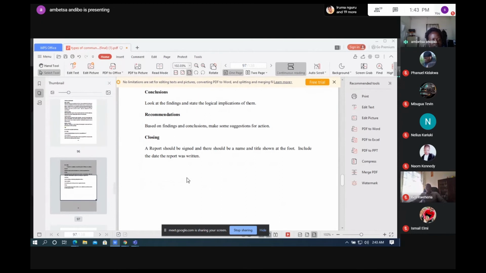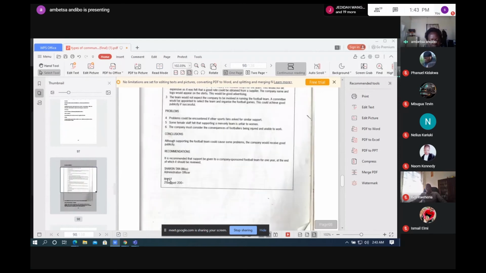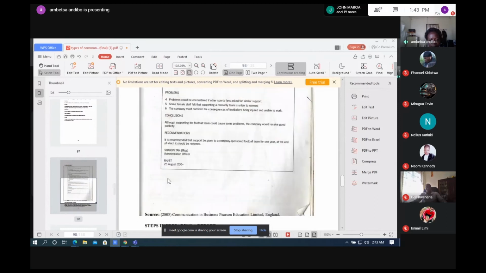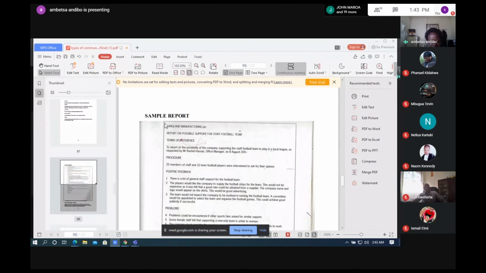Then closing, you have to say who compiled that report and give the date. So look at my sample. The sample said Langland Manufacturing Company. That is the organization that commissioned this report. And the title is Report on Possible Support for Staff Football Team.